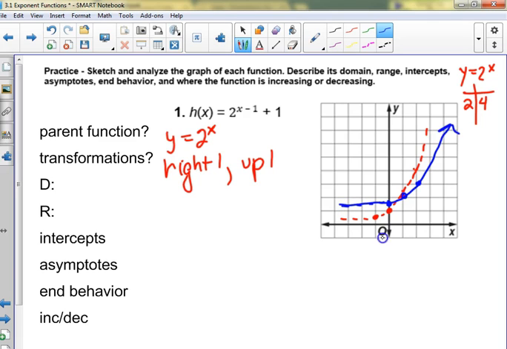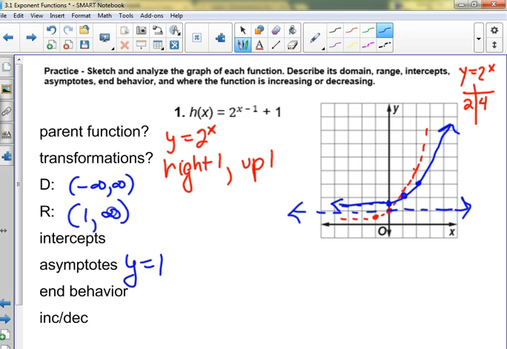Does it cross the x-axis? No, it actually has an asymptote, y equals 1. That's right. Because it didn't cross here, and now it's been moved up one. All right, domain. Okay, range. Yep, it can't hit 1, so it's soft parenthesis 1 to infinity. Again, I would not ask you this question with the transformations unless I let you have a calculator, okay?